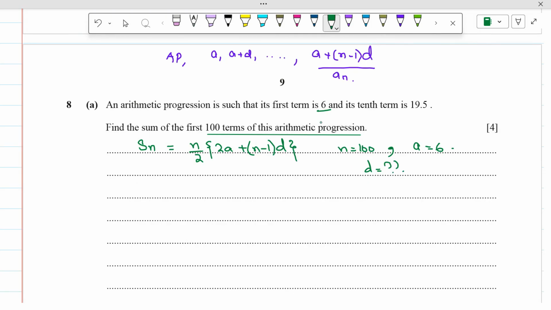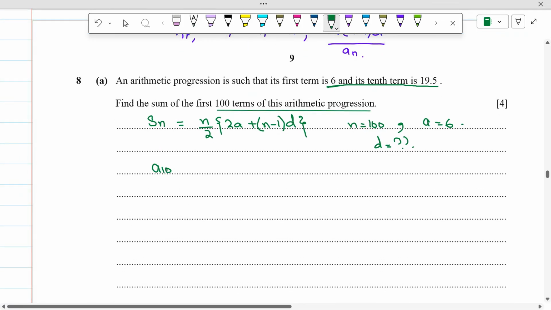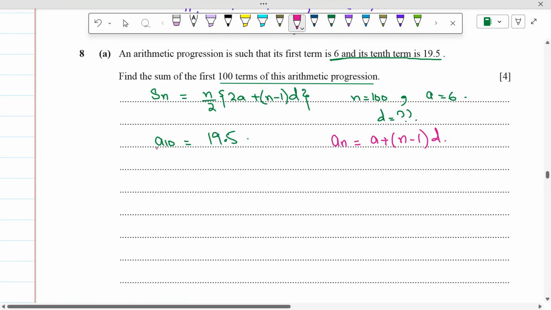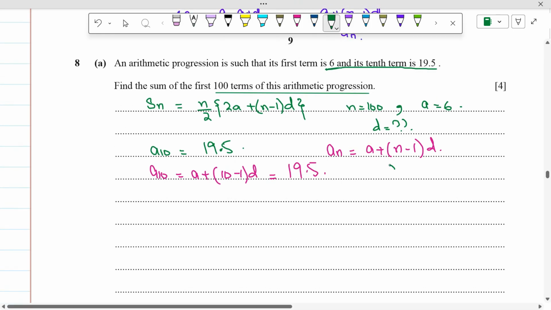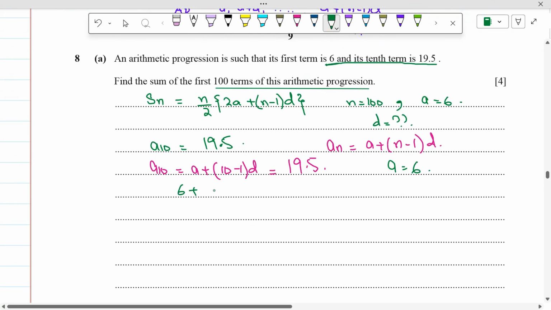So d can be found by using this information. It is given that the 10th term is 19.5. So a10 is equal to 19.5. We can use the nth term formula: an is equal to a plus (n minus 1) times d. So the 10th term, a10, is equal to a plus (10 minus 1) times d, which is equal to 19.5. A is also given, which is equal to 6. So we can say that 6 plus 10 minus 1, which is 9d, is equal to 19.5.